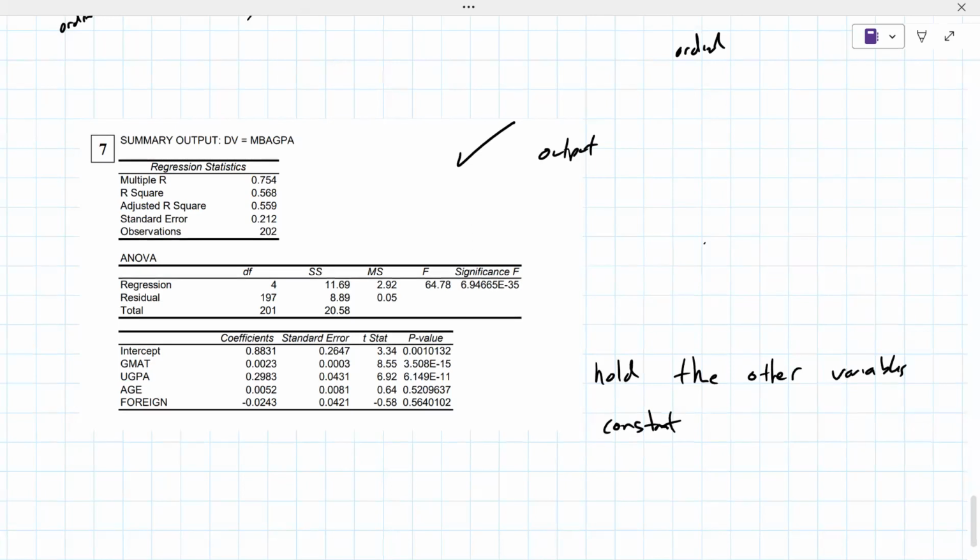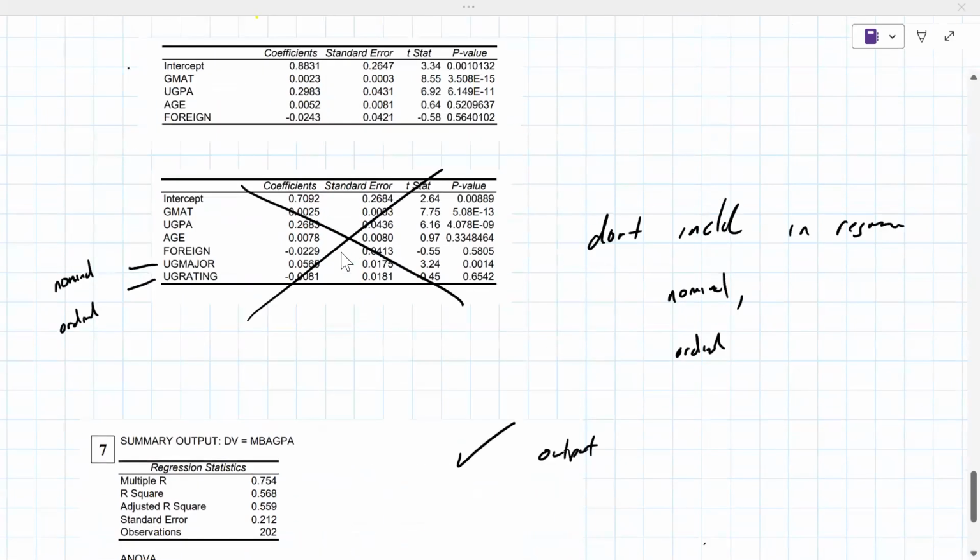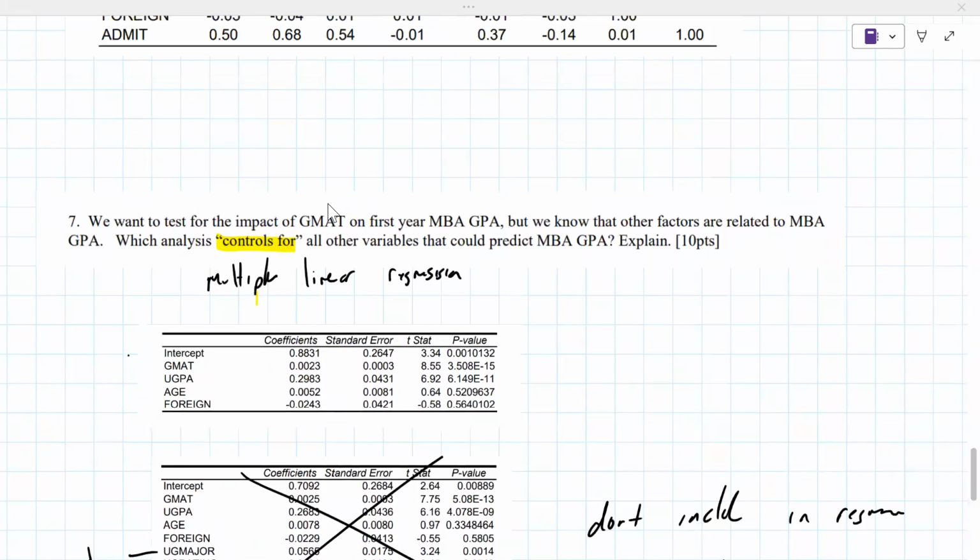Right now 7 is specifically looking at, that's for the impact of GMAT. 7 just wants to look at GMAT though, just GMAT.